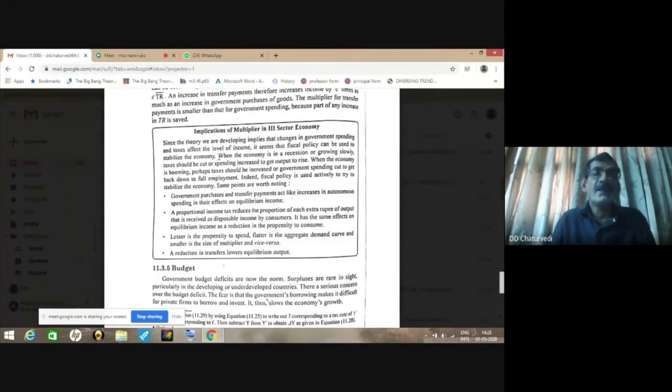And the last point is that a reduction in transfers reduces the equilibrium output. This is something we have just studied: if there is more transfer, the output level in equilibrium rises. And when transfers are reduced, there will be a reduction in the equilibrium output. How much output will decrease or increase further depends on the value of the marginal propensity to consume.